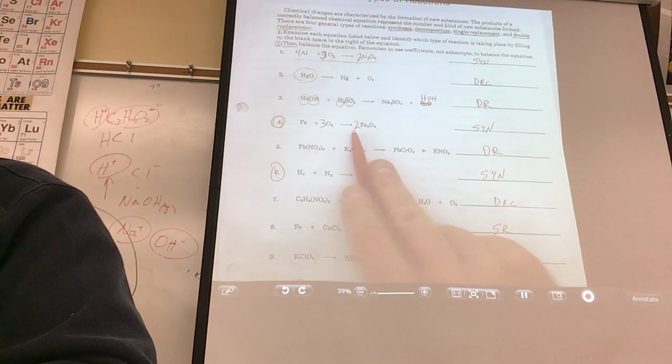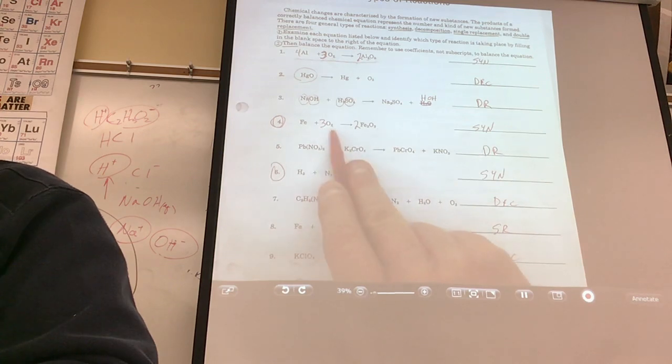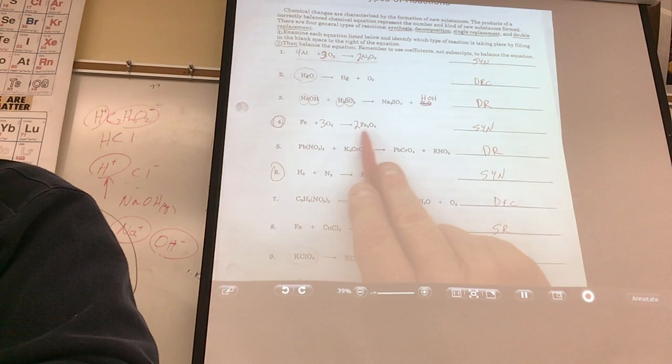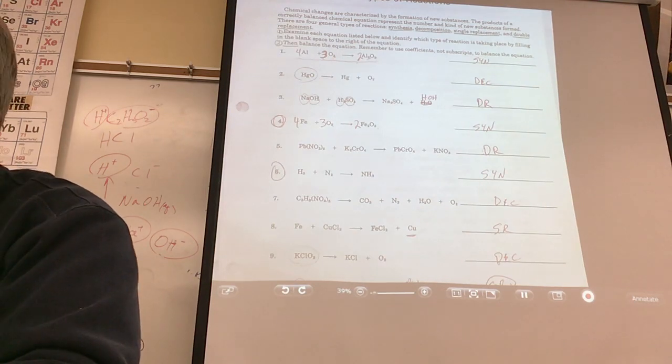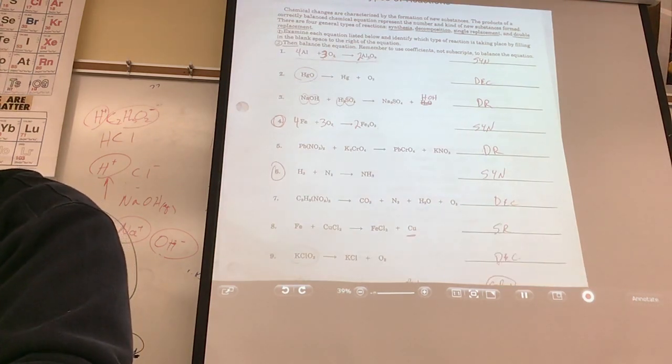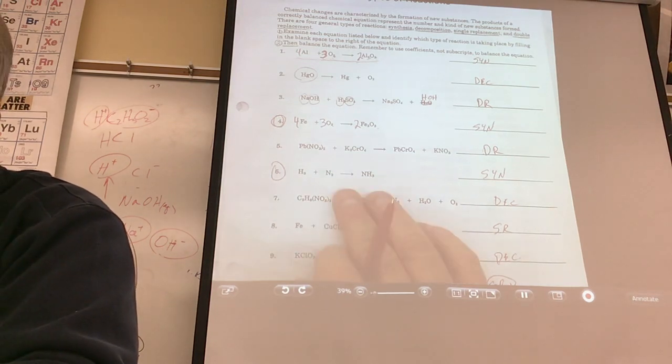Now this 2 distributes over everything. So now you have 2 times 3, you got 6 oxygens. How many over here? That's balanced. They call it balanced. And then how many irons do you have? 2 times 2, 4. So put a 4 right there. What do you think? And you always check to see if it can be reduced. No, that can't be reduced. I'm done. All right, how about number 6?